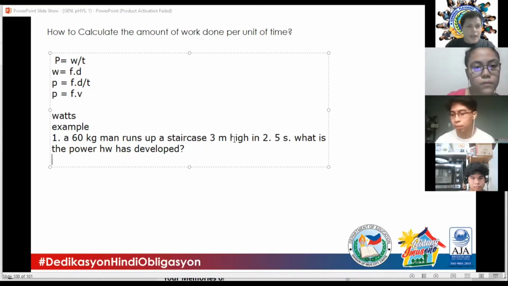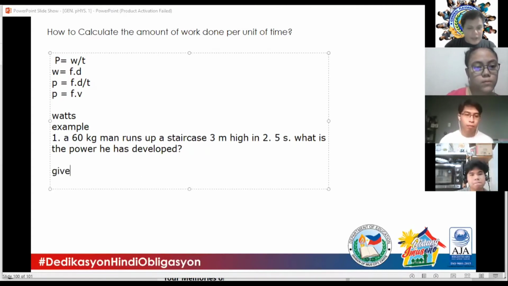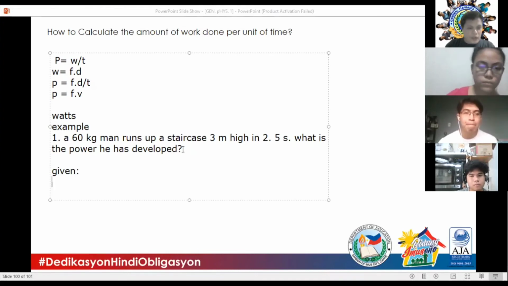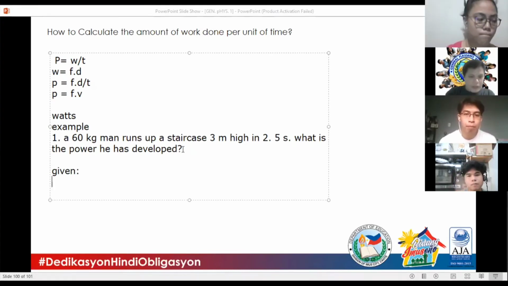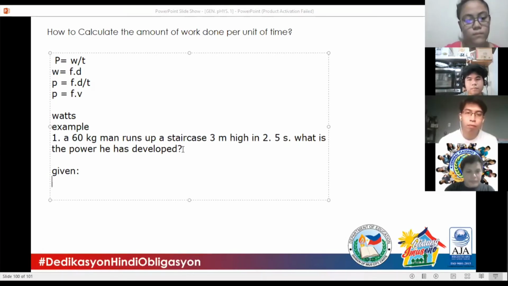A 60 kilogram man. Medyo magaan, 60. Ako 75 eh. Runs up a staircase 3 meters high in 2.5 seconds. What is the power he has developed? So, what are given? Our given here, 60 kilograms. What is 60 kilograms? Marinel? Mass po, sir. Mass is 60 kilograms.